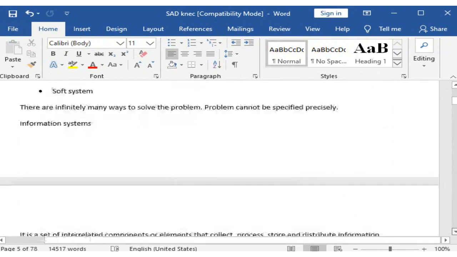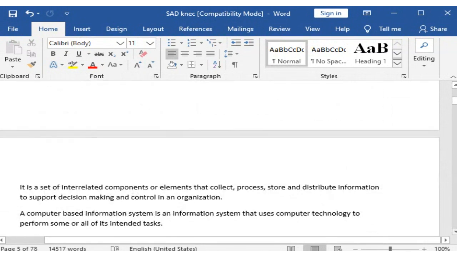Information system. What is an information system? It is a set of integrated components or elements that collect, process, store, and distribute information to support decision making and control in an organization.